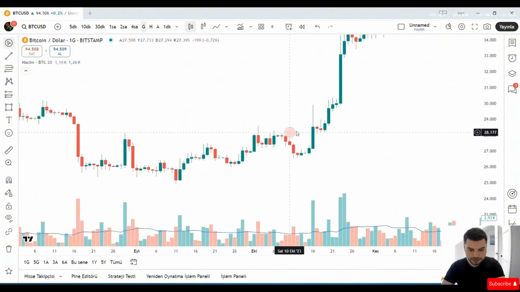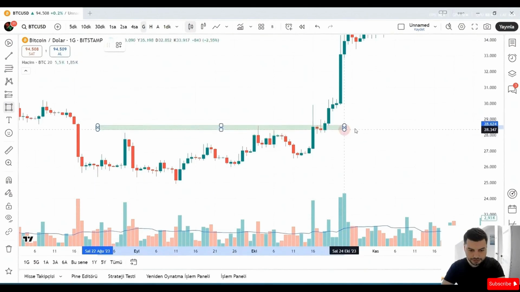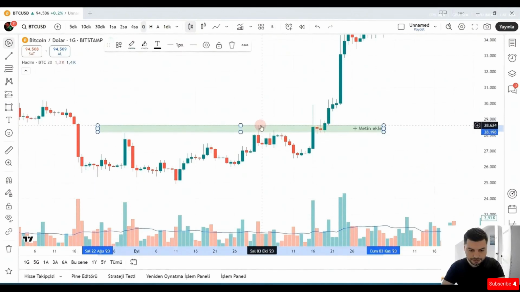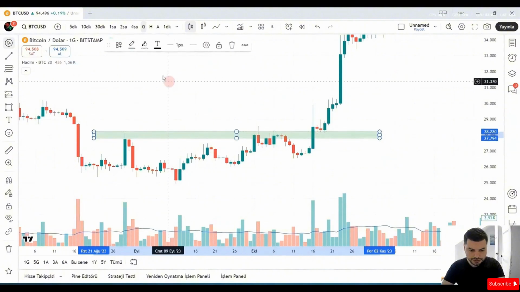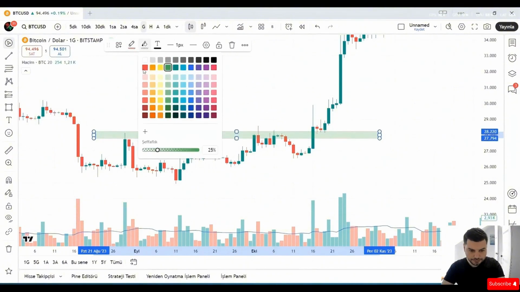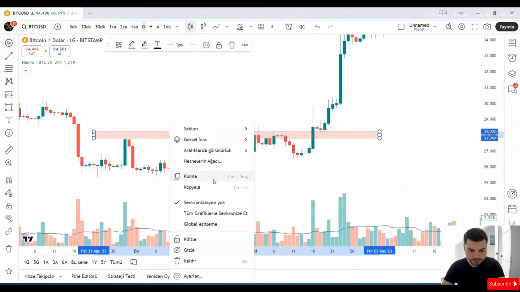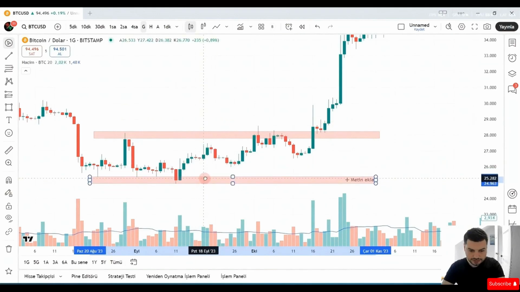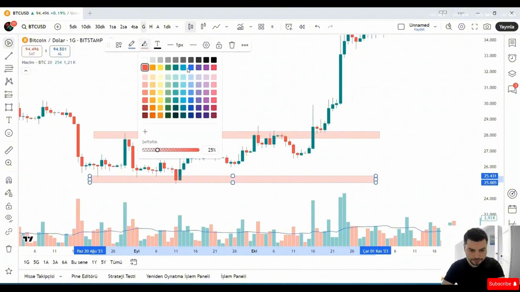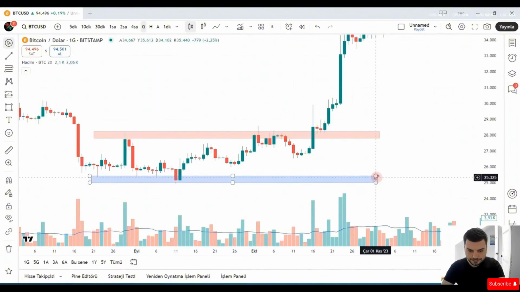Now we see a consolidation here, meaning a sideways trend. Let's mark the lower and upper bands right away. This becomes the resistance zone, and at the bottom, friends, over on this side, there's a support. Let me make its color blue as well. Yes, now.